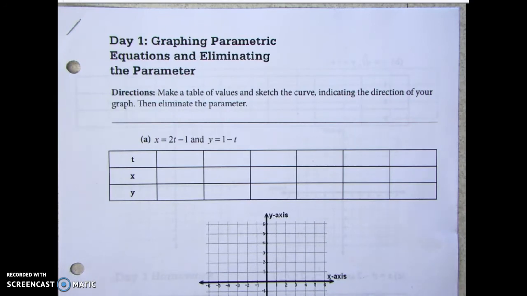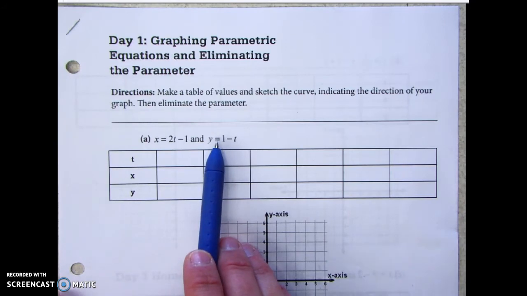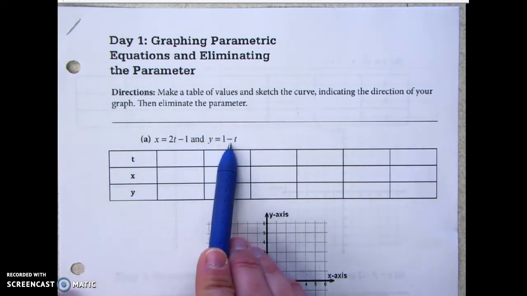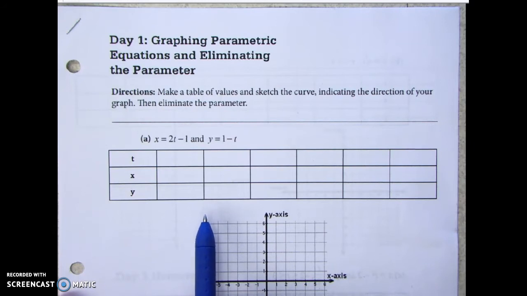You've never seen this before, but instead of y being dependent on x, x equals something and y equals something, and you plug those numbers in, and then you get your x value and your y value. Isn't that fun? All right, so t is called the parameter.